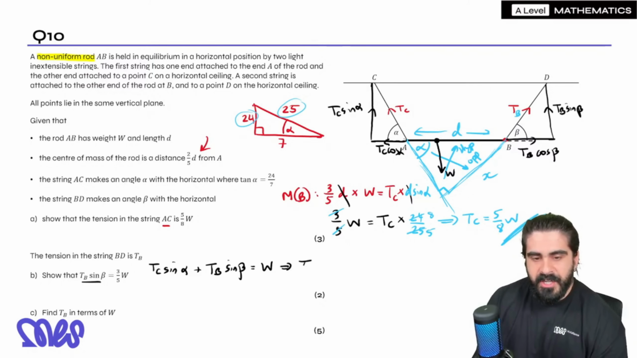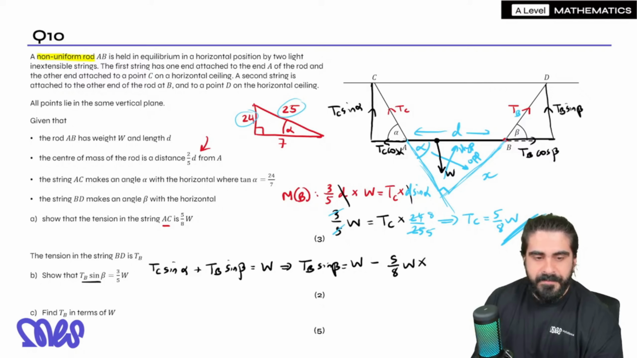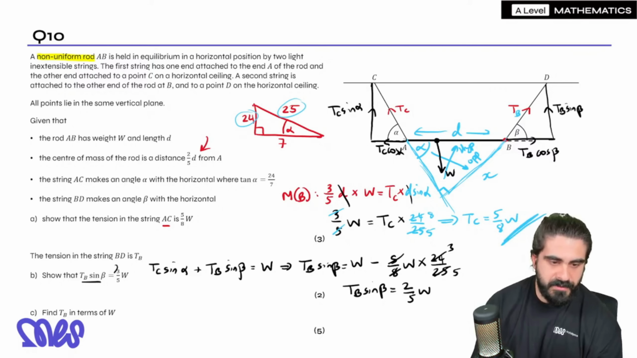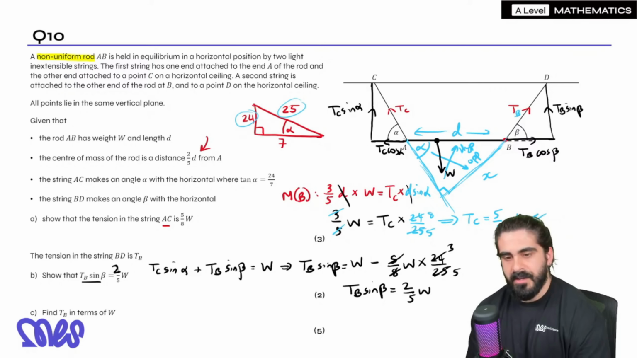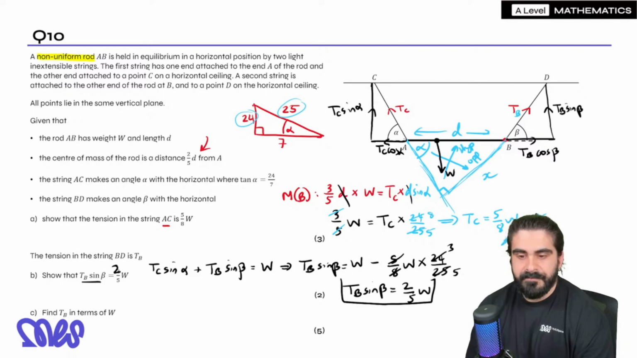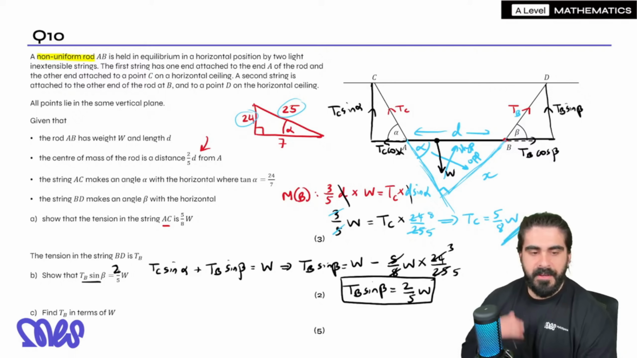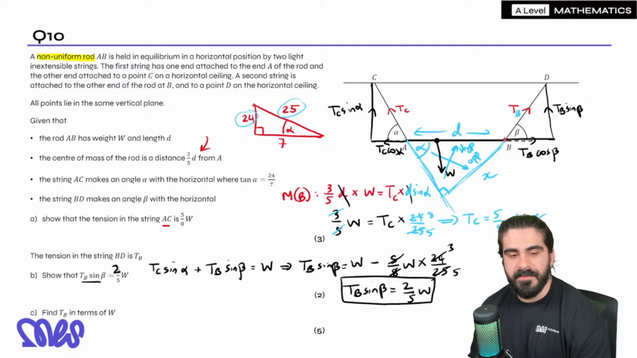So when you rearrange here, you'll get TB sine beta is W minus TC sine alpha. Now TC we worked out is 5/8 W. Sine alpha was 24/25. It should be 2/5, not 3/5. Okay. Find TB in terms of W.